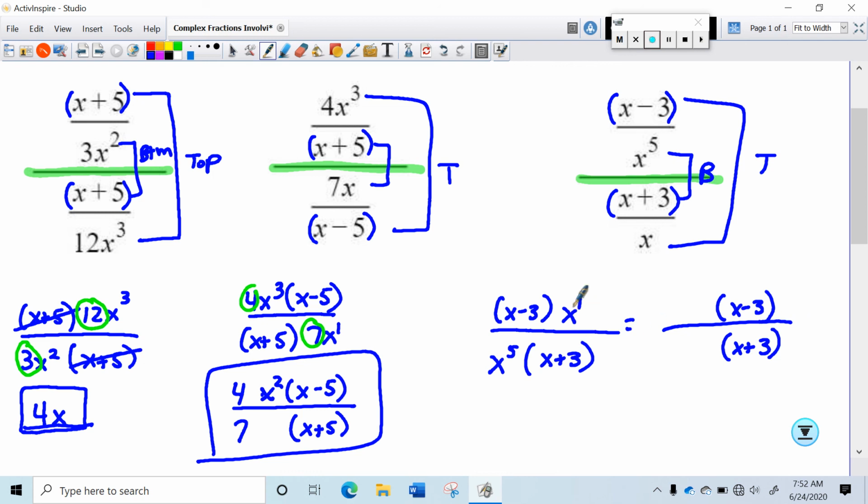My exponents with the x, now my biggest exponent's on the bottom, which means this time my x is going to be on the bottom. You still subtract them. 5 take away 1 is 4. So that's the answer.